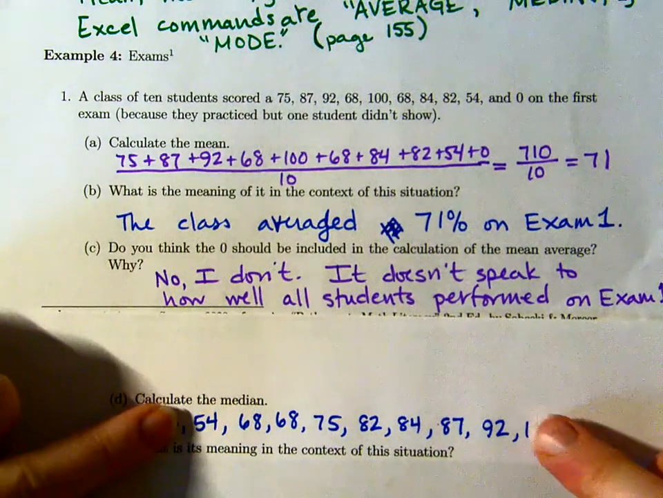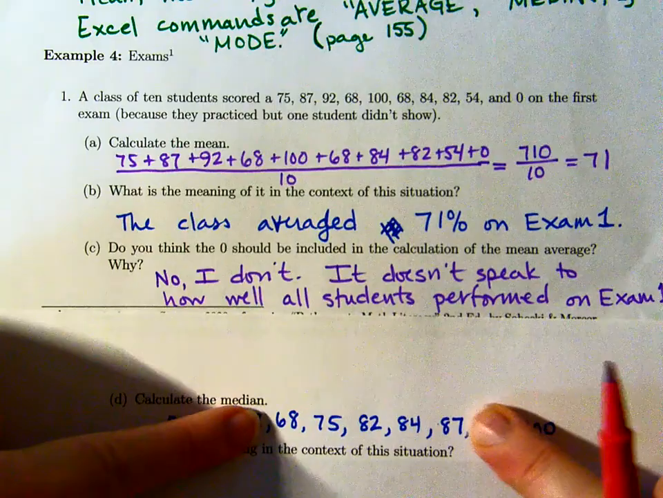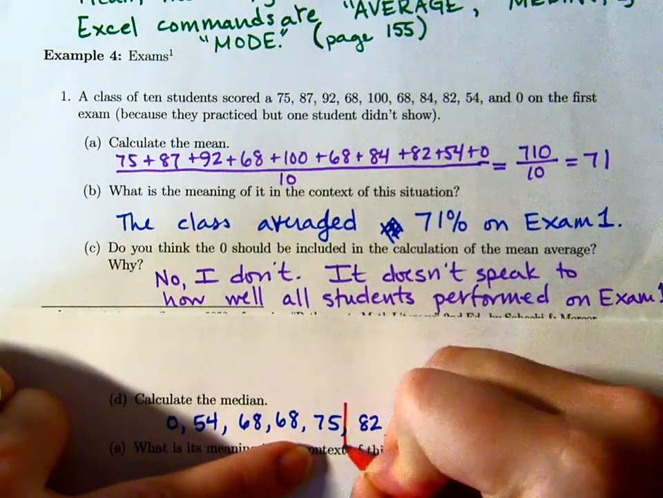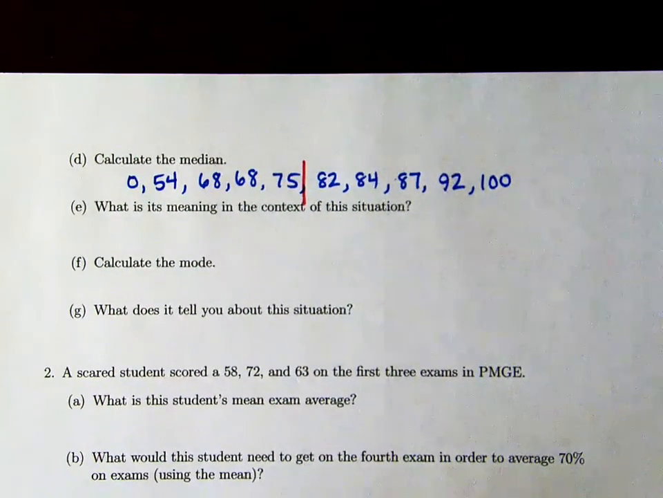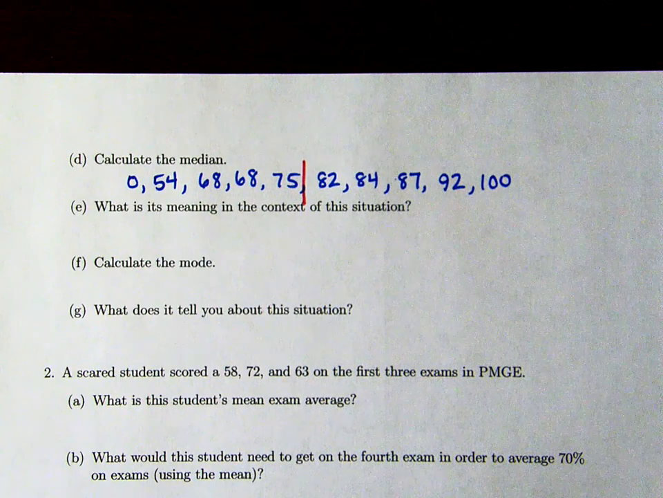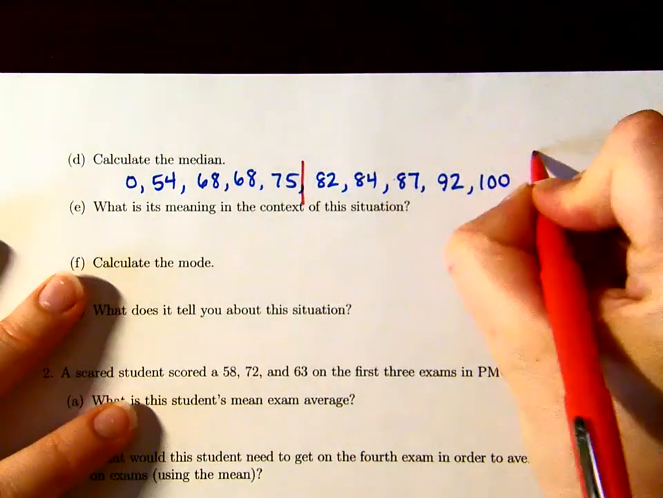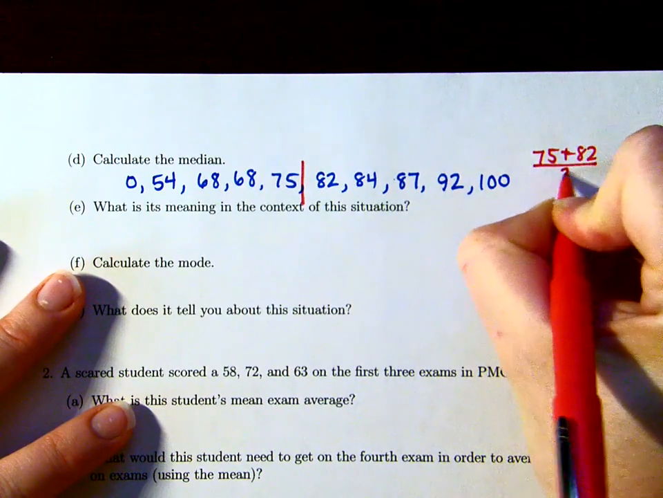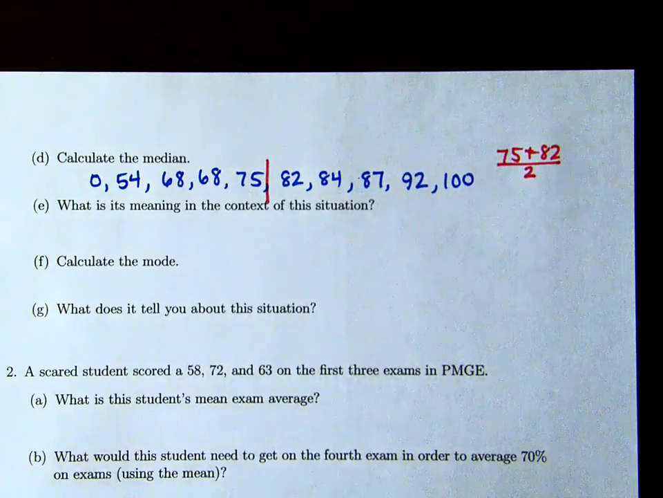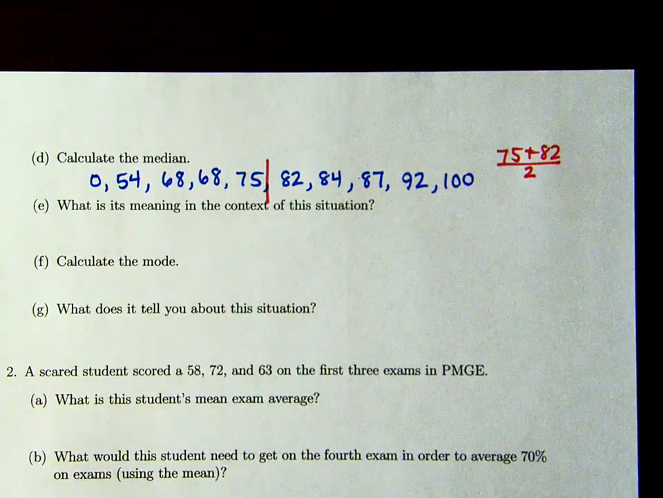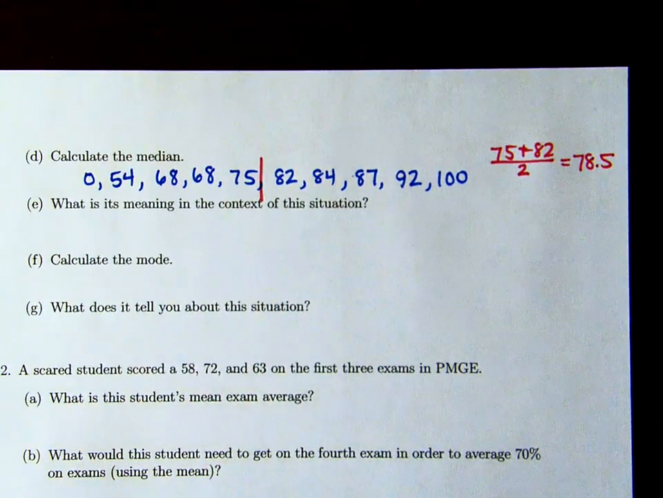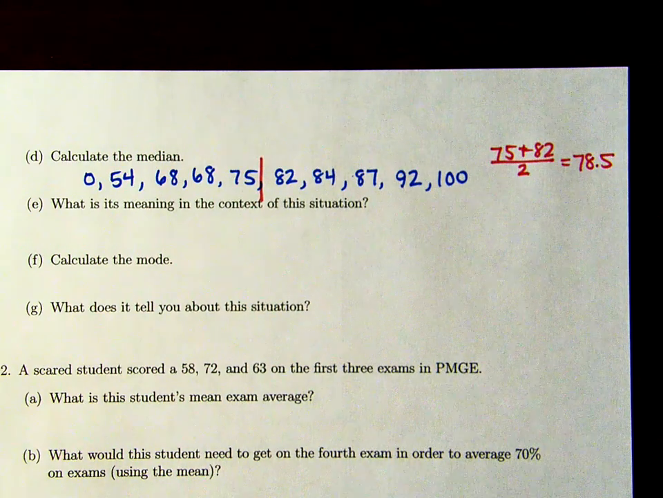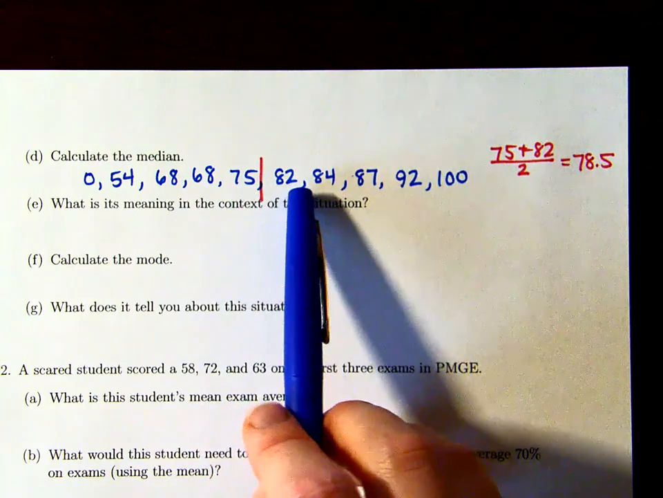So, scooching towards the middle, right in between the 75 and the 82. The median splits it into the low scores and the high scores, and that happens right between 75 and 82. So I'm going to have to do a side calculation. 75 and 82, right in the middle of that. I get 78.5, right in between 75 and 82. That makes sense. That's 3.5 above 75 and 3.5 below 82.